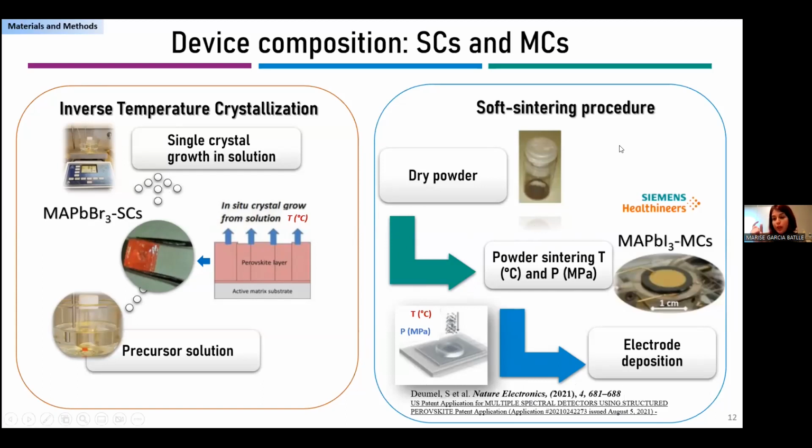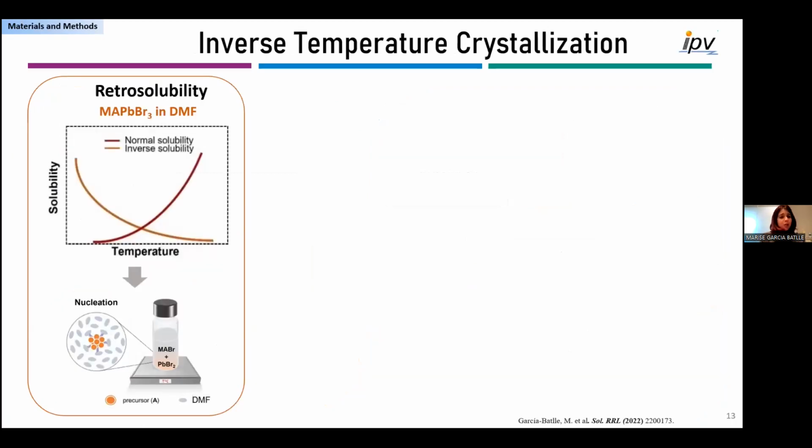So I will not go into details, but I have to say that this second procedure is just mixing powders and pressing the powder at the right temperature and pressure. Of course, we need to optimize this, and then comes the electrode deposition. If you want to go deeper into the synthesis, you have the link here. But for the single crystal preparation, the growth of monocrystals is quite a standard method.